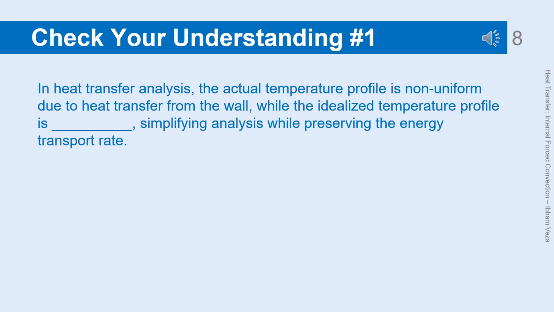In heat transfer analysis, the actual temperature profile is non-uniform due to heat transfer from the wall, while the idealized temperature profile is uniform, simplifying analysis while preserving the energy transport rate.